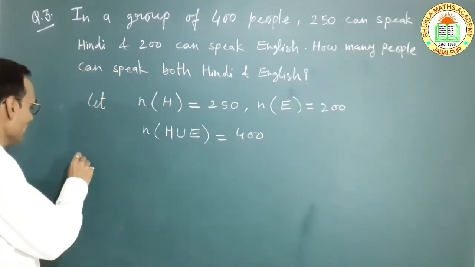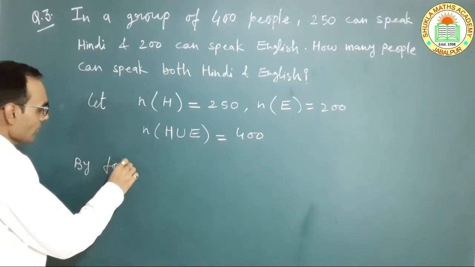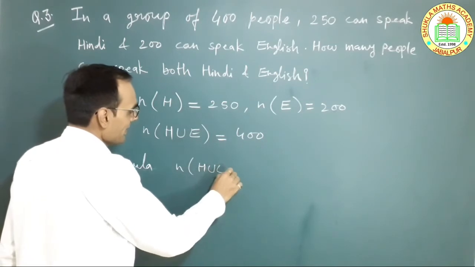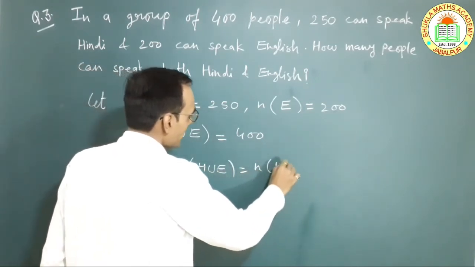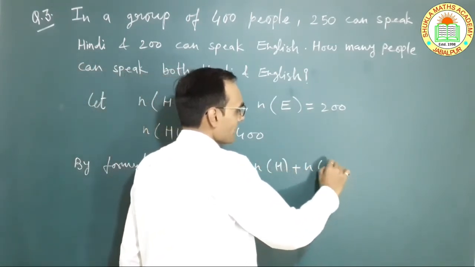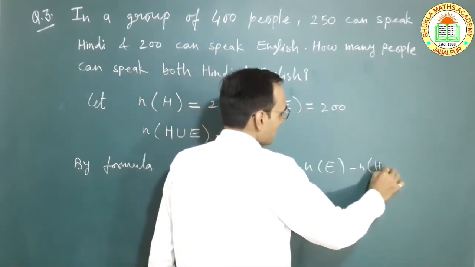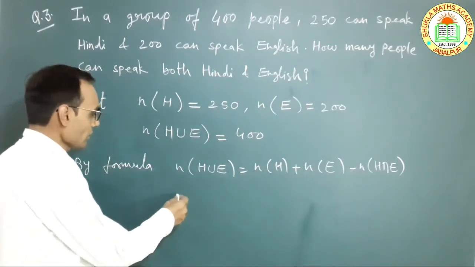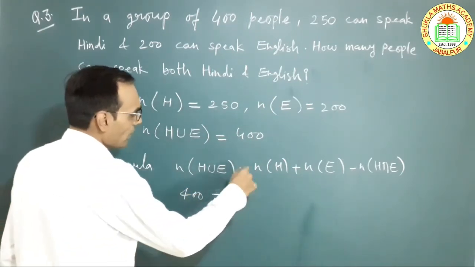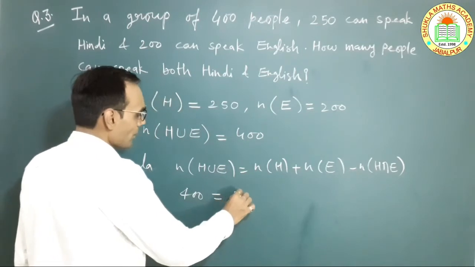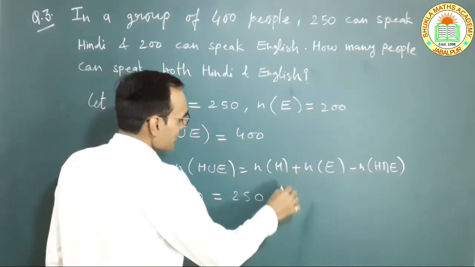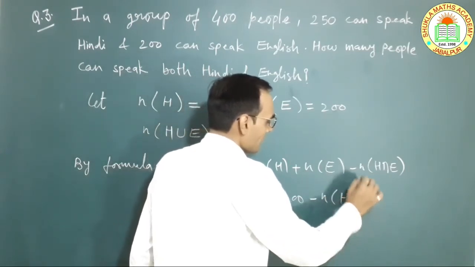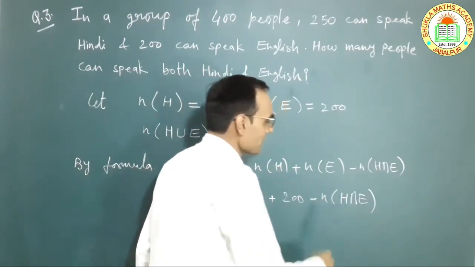So by the formula, the number of elements in Hindi union English equals the number of Hindi plus the number of English minus the number of Hindi intersection English. Now putting the corresponding values, that is 400 equals n(H), which is 250, plus n(E), which is 200, minus n(H intersection E), which we have to find.